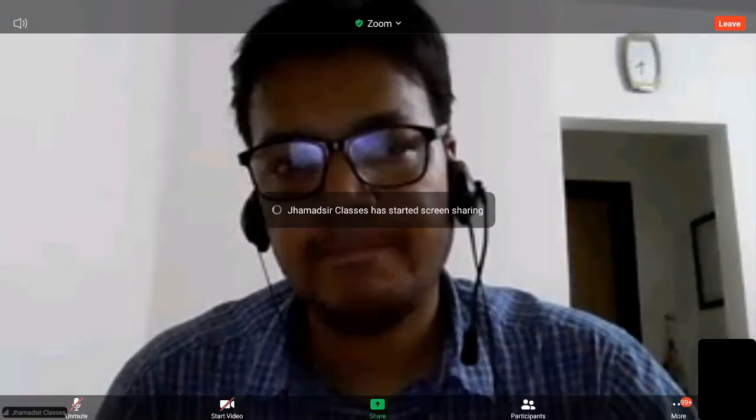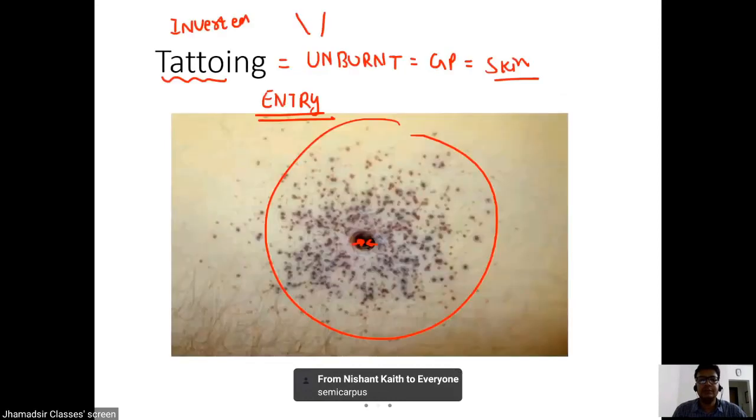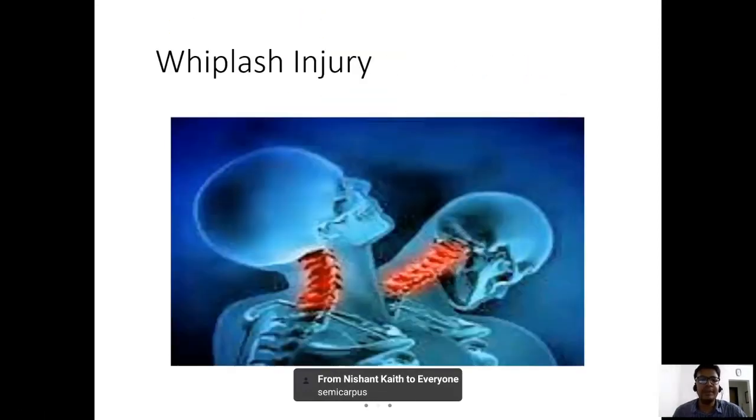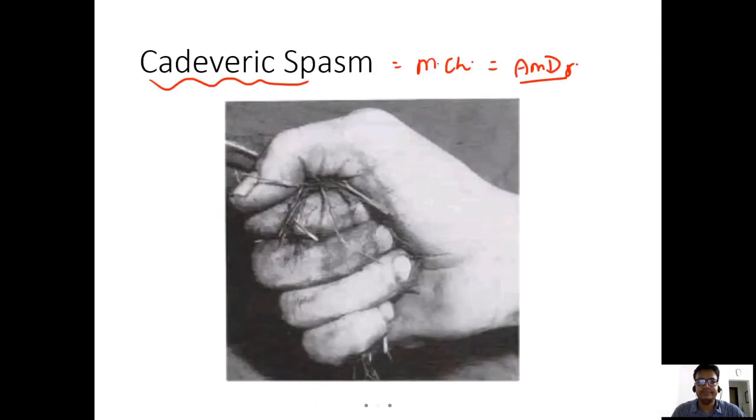Now I will show you some remaining pictures which are left. I think we have discussed every part. This is the Haddruff formula. This is a whiplash injury. I have already told you whiplash injury is a hyperextension injury. Yes, we have discussed all these images.